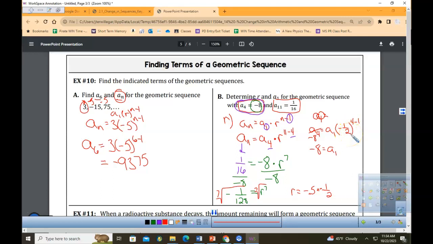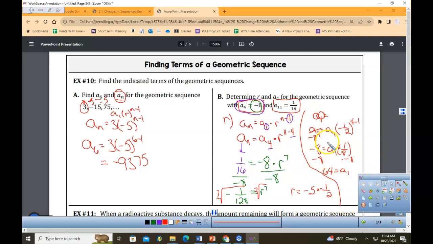-1/2 to the 3rd is -1/8. So we get 1 over 8, negative style. So I multiply both sides by -8, and I get 64 equals a sub 1.